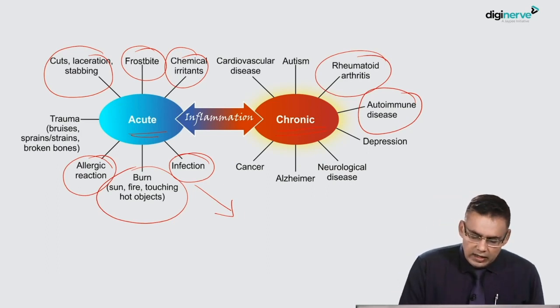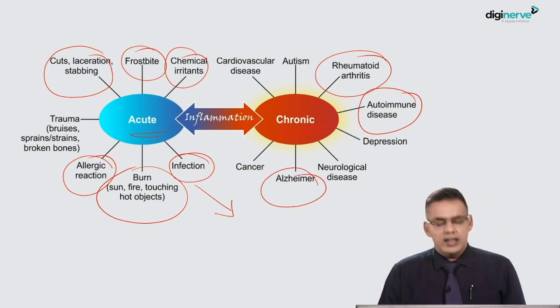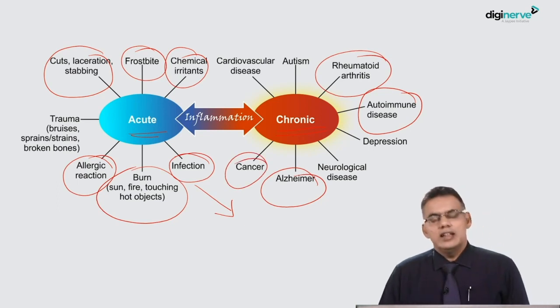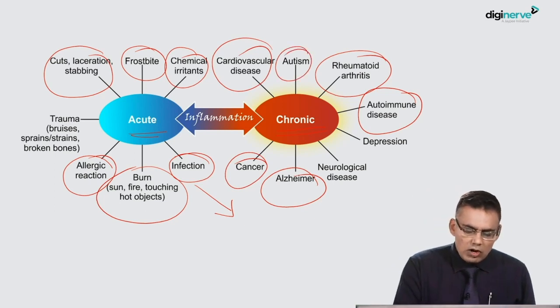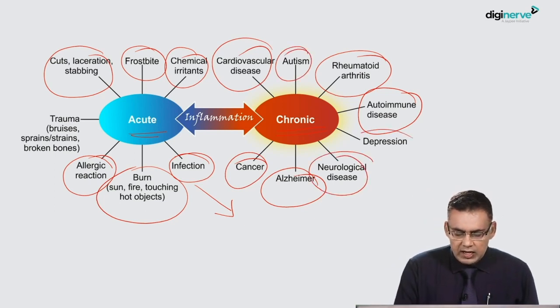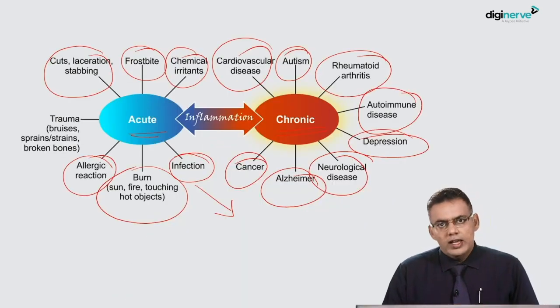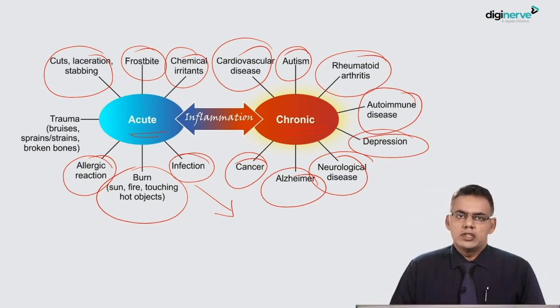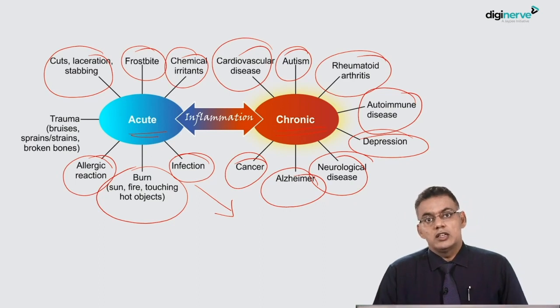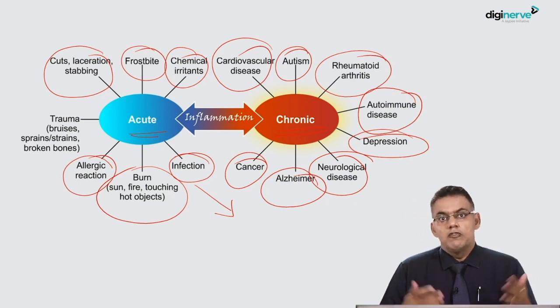It can result in Alzheimer's disease, malignancies, cardiovascular diseases, and even autism, some neurological diseases, and it can even cause depression. So remember that whenever we have acute inflammation, it needs to be taken care of. If it does not get resolved, it might result in chronic inflammation which can have far-reaching consequences, resulting in disease states which would require therapy for a very long period of time and even lifelong.